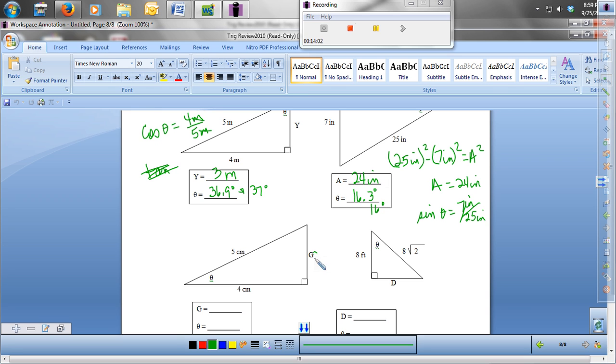Again, another 3, 4, 5. This one and this one are identical. Sorry, I don't know why. They're just in centimeters instead of meters, so that's still going to be 3 centimeters. And theta is still going to be 37 degrees. All right.